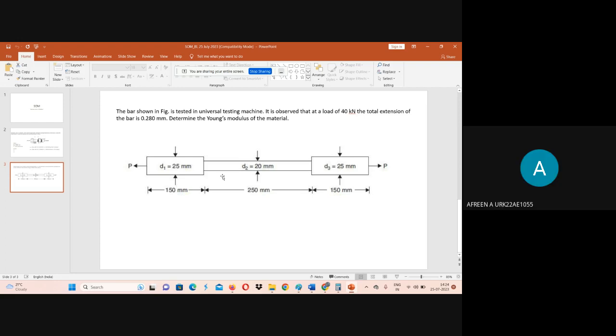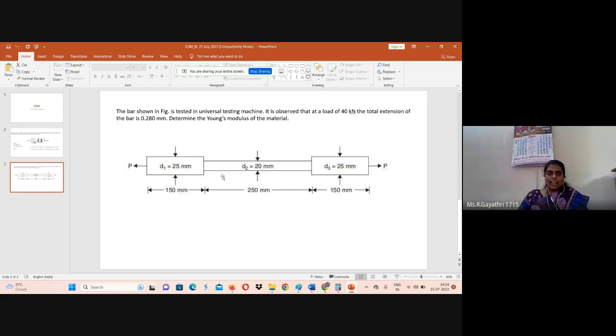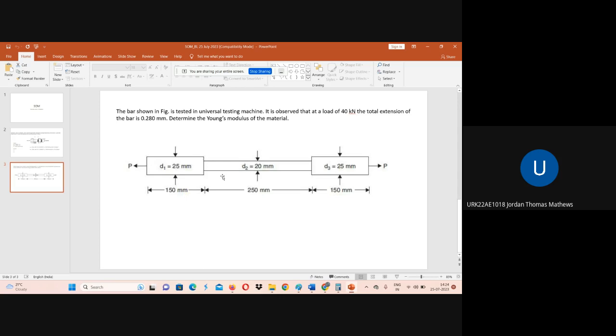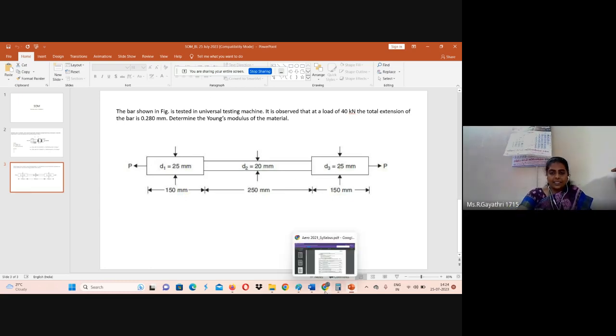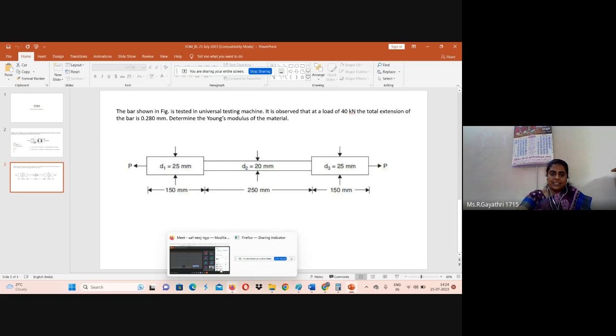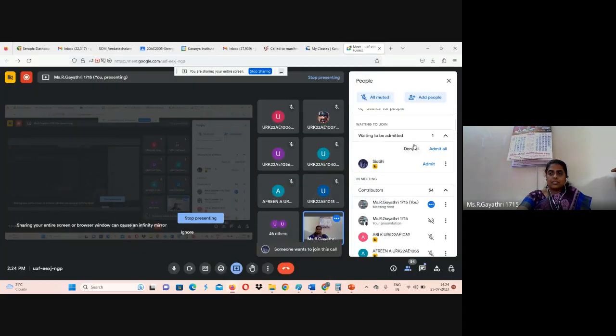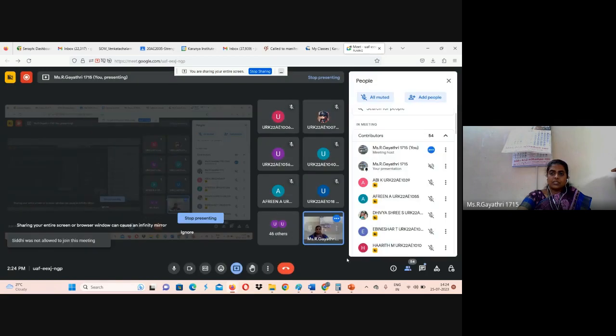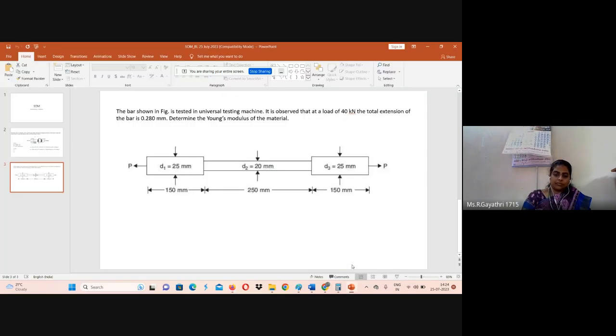Load of 40 kilonewton. Okay. Is the load common or varying from section to section? See the diagram and try to answer. Varying, ma'am. Load varying, is it correct? Okay, Dharanish, is it correct? Load 40 kilonewton. Is it common?